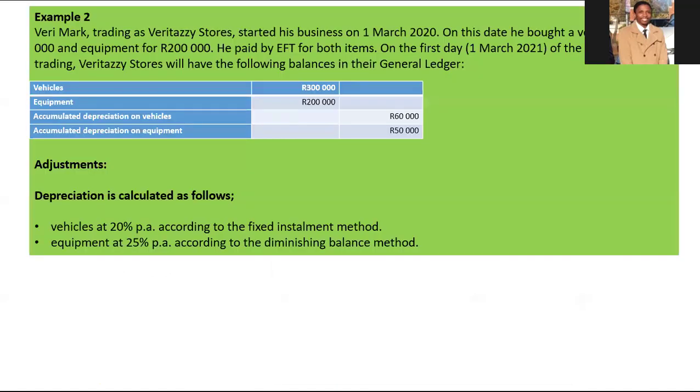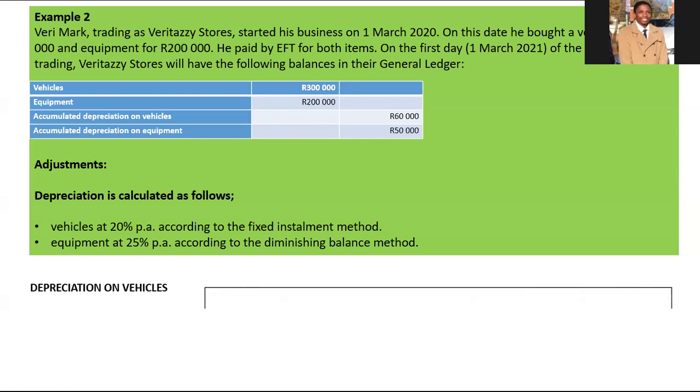Let us move to example 2. It is the same scenario, same assets, except now they have accumulated depreciations from the previous year. So when we depreciate our vehicles, you will need to draw the timeline. This financial year is the 1st of March 2021 up to the 28th of February 2022. If they say on the first day, which is the 1st of March 2021 of the second year of trading, Tsebo Stores will have the following balances.